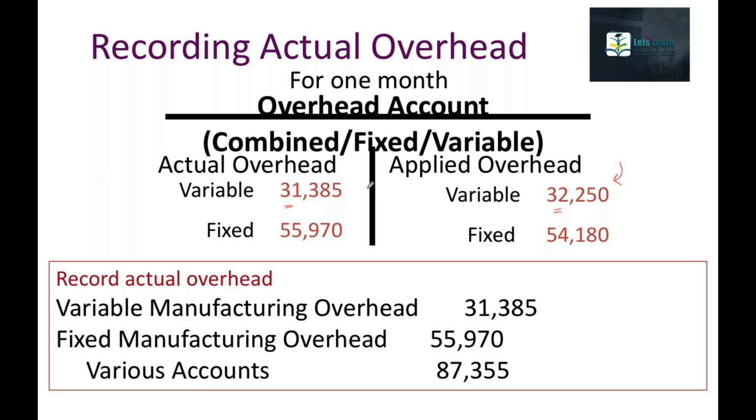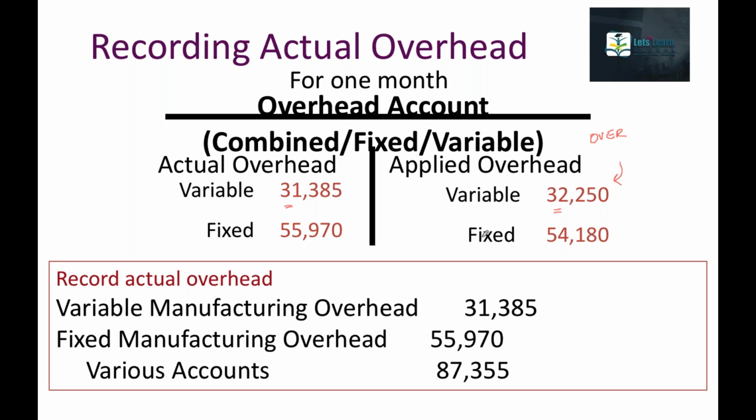So it's a profit. Applied overhead or absorbed overhead is greater than the actual amount. It is called over absorption. Listen carefully. Over absorption of overhead means absorbed overheads are greater than actual overheads. Customer paid this much, you estimated this much and charged to the customer, but you are able to actually spend only this much. It's a profit to you. 32,250 minus 31,385 is a profit.